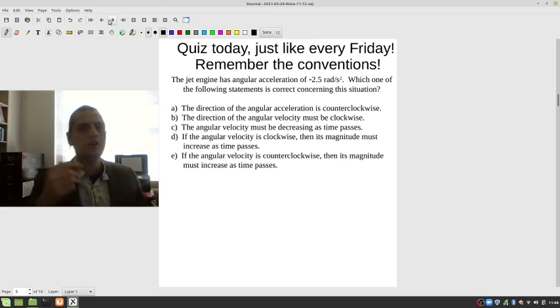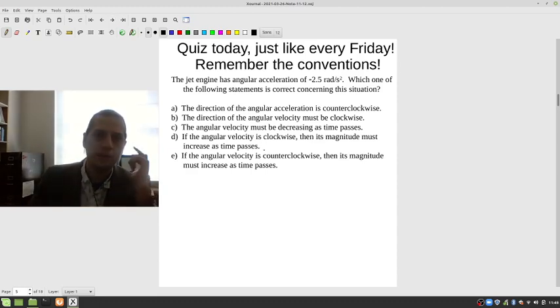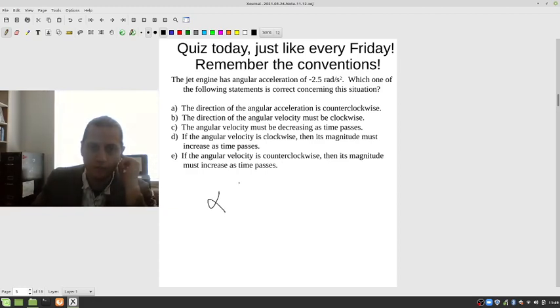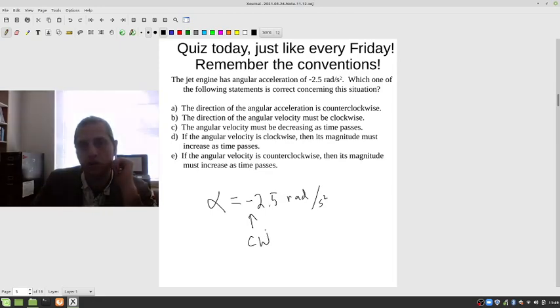All right, so here is just a quick example. It says a jet engine has an angular acceleration of minus 2.5 radians per second squared. Angular acceleration is alpha, minus 2.5 radians per second squared. What does the minus mean? Is that clockwise or counterclockwise? Turns out that is clockwise.